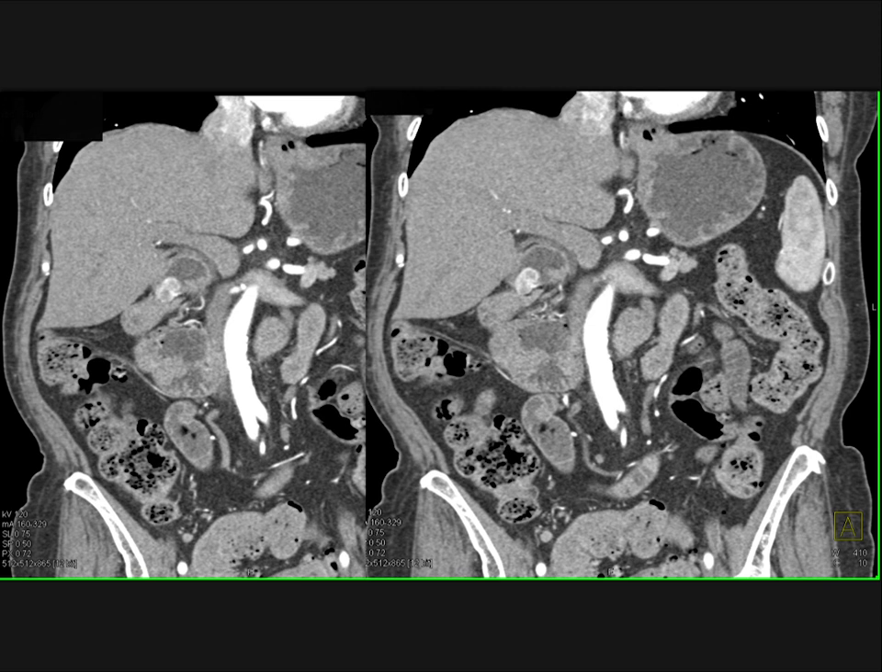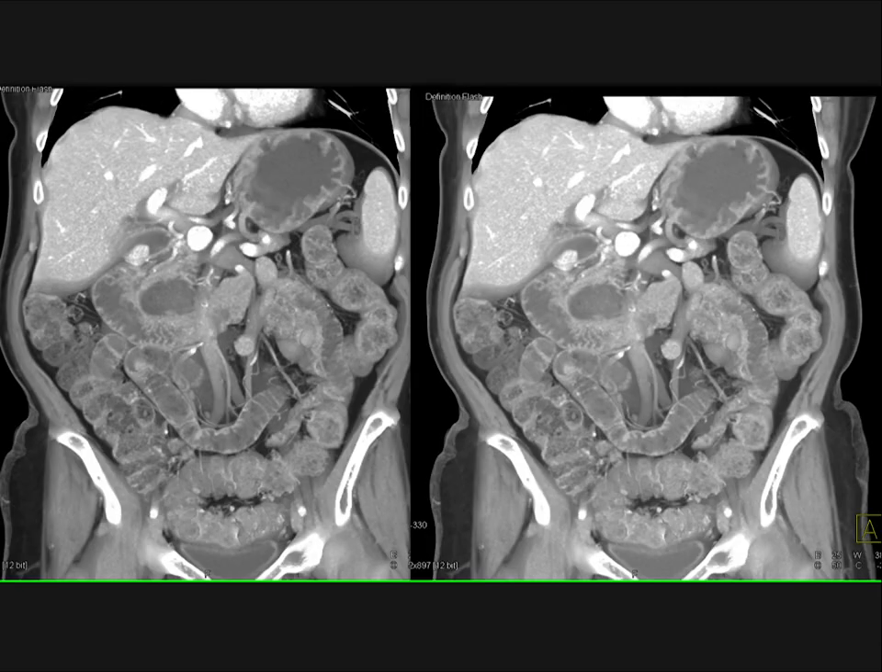Here it is again. This is only 2 centimeters. You realize, of course, we have a great protocol, nice arterial injection, and you can see the lesion really well. But imagine if you didn't have a good injection. There's the lesion again on the coronal view. It would be extremely easy to miss this. You also can see why these tumors can be mistaken for other processes, be it primary in the duodenum or primary in the pancreas or even peripancreatic.